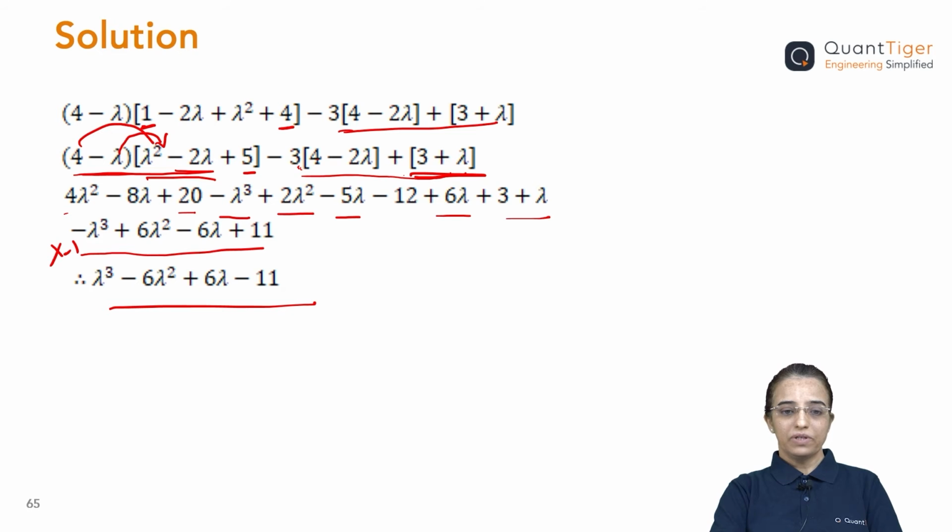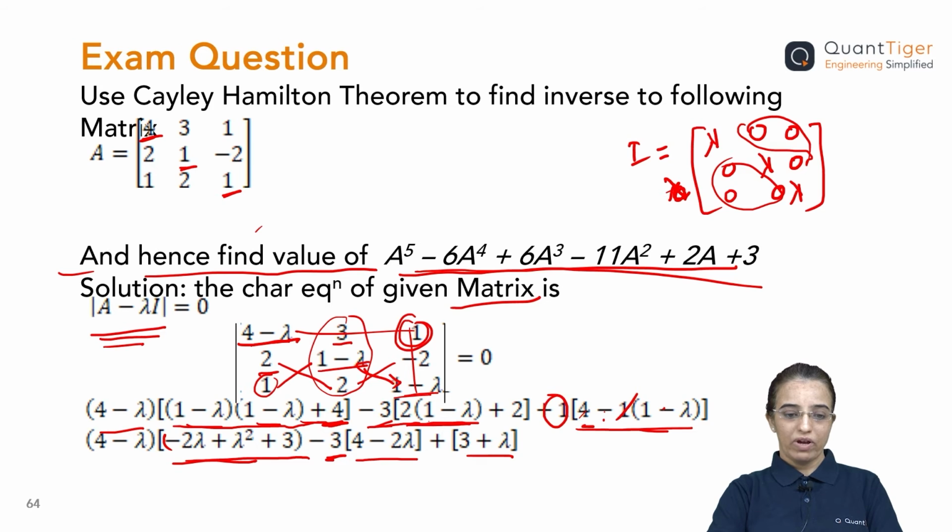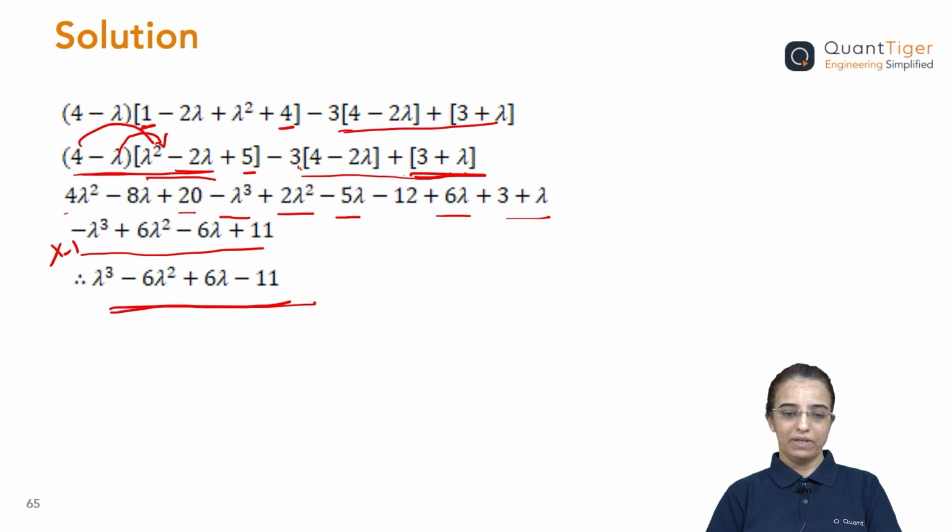और आपको याद होगा जो कि इस केले-हैमिल्टन थ्योरम का जो स्टेटमेंट है, what it says that every square matrix satisfies its characteristic equation. मतलब जो भी हमें ये मिल रहा है यहाँ पे, that will get satisfied by the square matrix. So ये जो वैल्यू हमें मिल रही है, that is A minus lambda I की वैल्यू हमें मिल चुकी है, which is nothing but characteristic equation हमें मिल चुका है. And what does this theorem say, that every square matrix satisfies this equation. मतलब यहाँ पे हम लैम्बडा की जगह A रख सकते हैं.